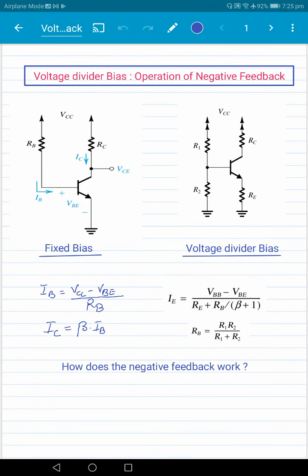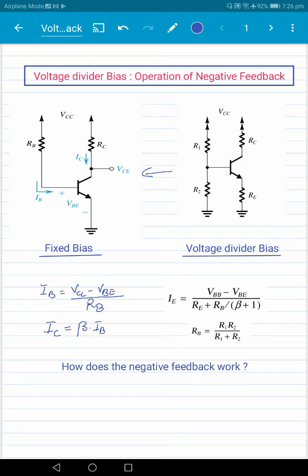All right, so let's look at this very popular circuit, the voltage divider bias, that is used often for biasing the bipolar transistor in the forward active mode. And this circuit has to be contrasted with this fixed bias circuit here. And it solves some of the problems that are there with the fixed bias circuit.